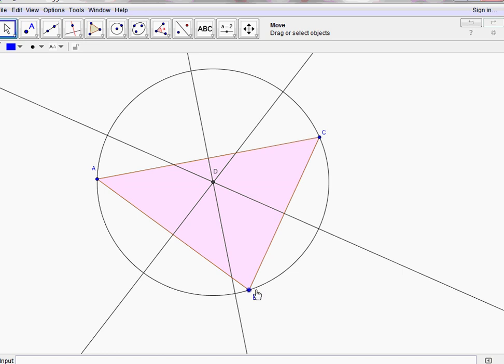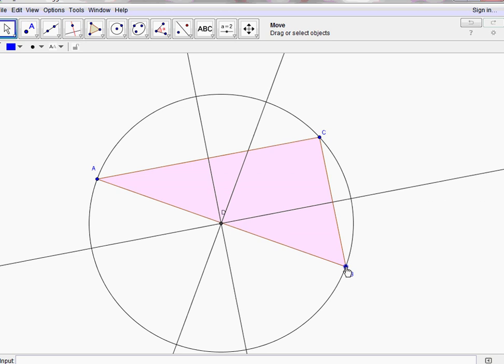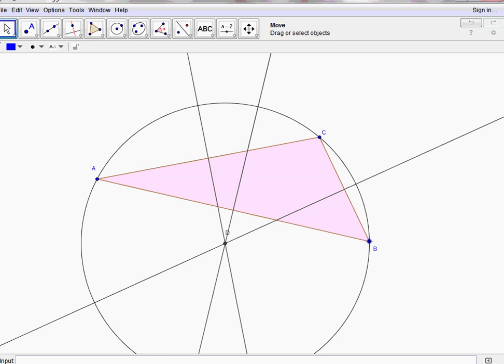What do you think the triangle is when I put it right on? See if I can get it right on. Right. It is a right triangle. This point C is going to be a right angle out there. If I put it outside, what kind? I've got an obtuse triangle.